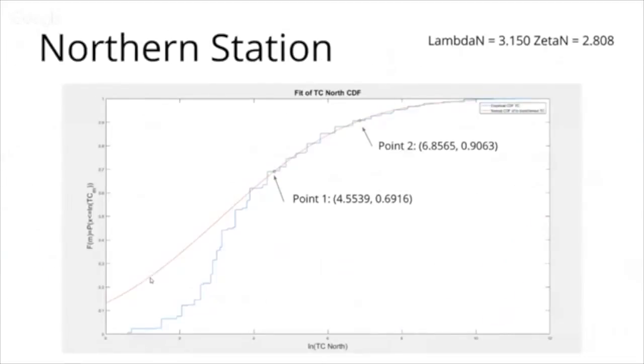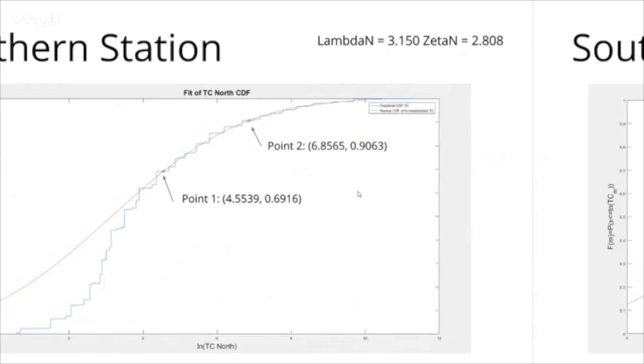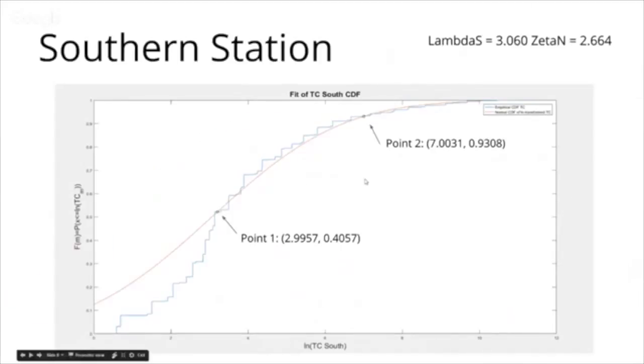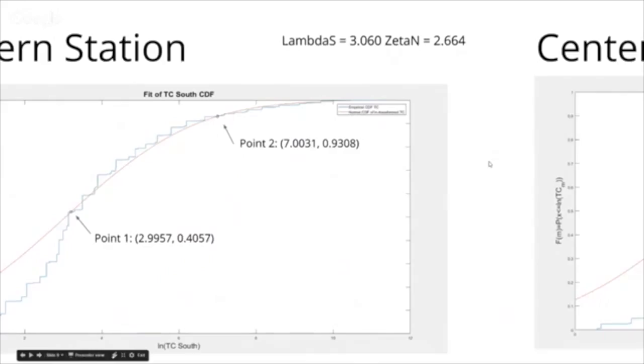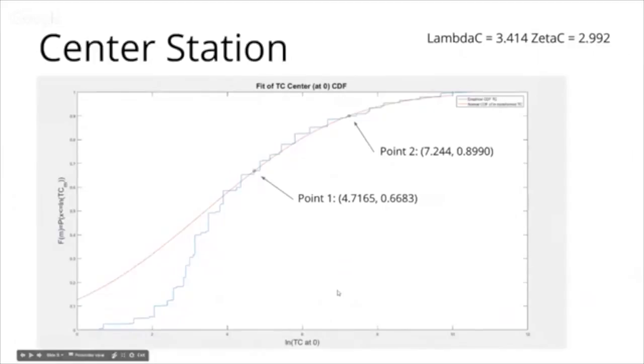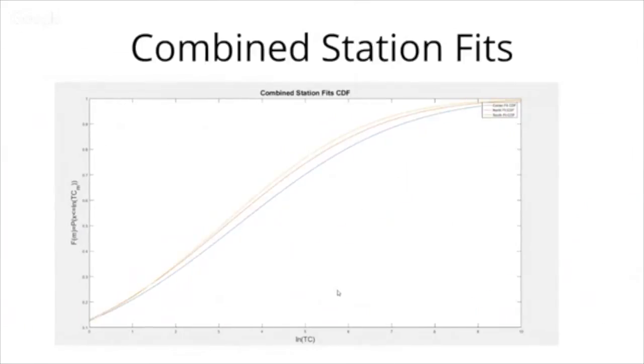And then after finding lambda and zeta, we were able to plug them into the ERF function and plot it using MATLAB. This is the example of the northern station. This is the southern station with the 2 points, lambda and zeta, and the center station. This is the combined station fits.